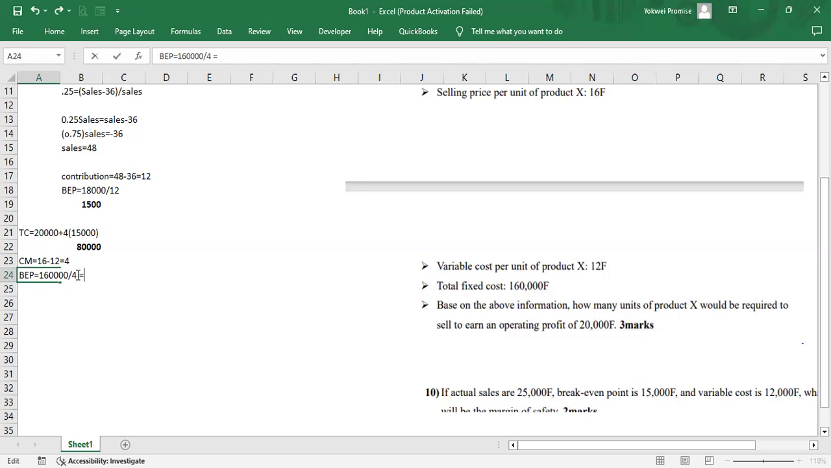160,000 divided by 4. What would be the answer? It's 40,000, right? 16 divided by 4 is 4, and then these are 4 zeros.